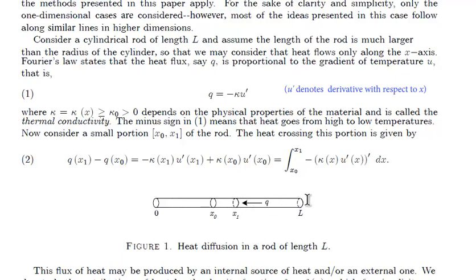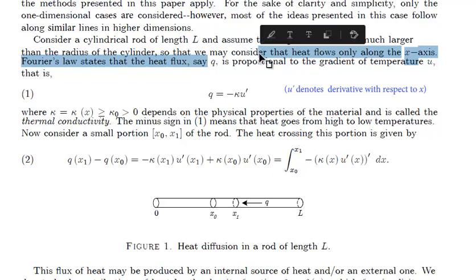Now the rod is very thin and the cross-section is very small. So we're not interested in the variation across the cross-section, but simply the variation along the rod. So that's what it says here. We assume the length of the rod is much larger than the radius, so we may consider that heat flows only along the x-axis. In other words, we're not concerned about the variation within the cross-section.